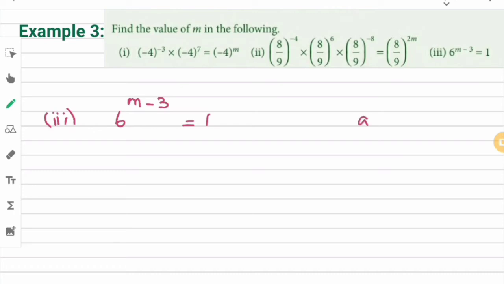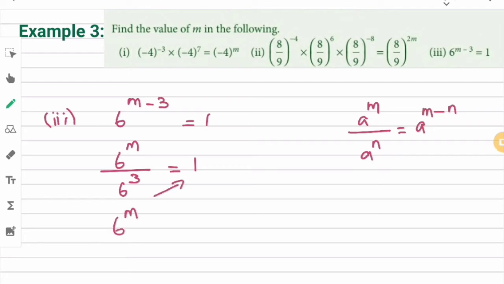So I will give you the reverse one. That is a power m by a power n is equal to a power m minus n. So think in a reverse order. If the powers are in a subtraction, they were in a division. So I am going to write it as 6 power m by 6 power 3, that is equal to 1. And now what we can do? You just cross multiply. So 6 power m is equal to 6 power 3. Now you may see the bases are same in both the sides. So compare the index. m is equal to 3.